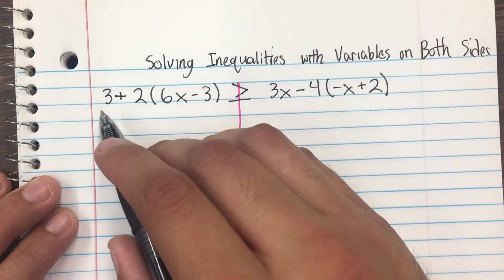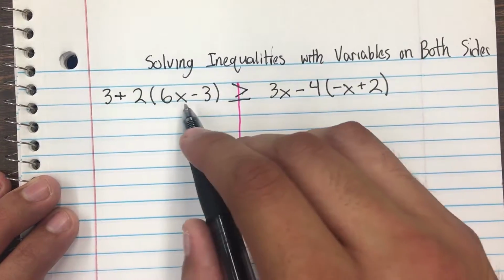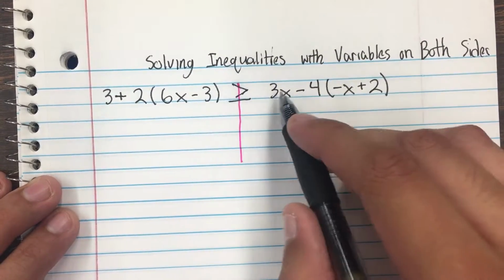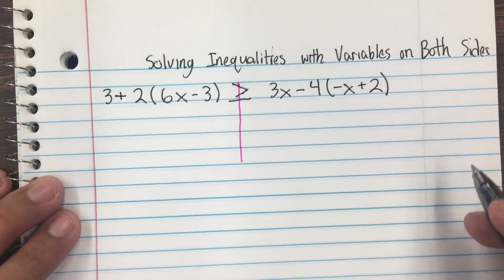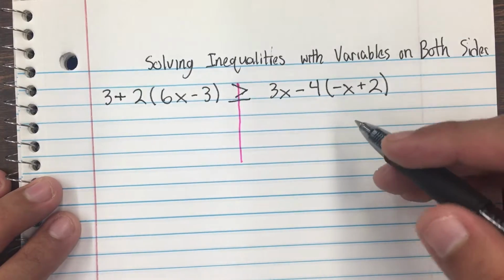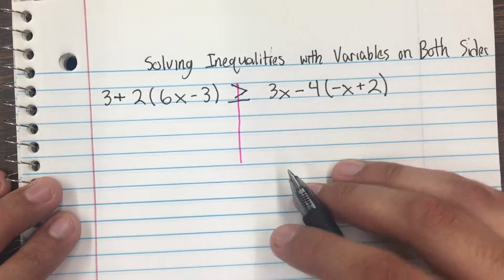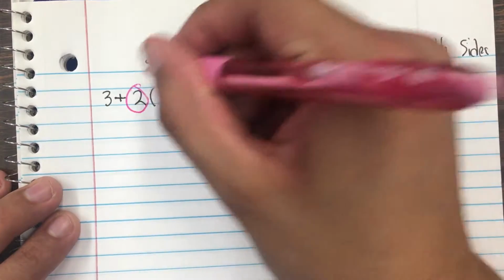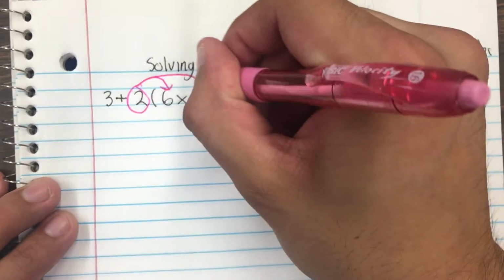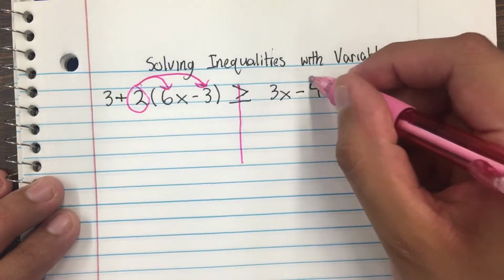Here we have 3 plus 2 times 6x minus 3 is greater than or equal to 3x minus 4 times negative x plus 2. As we can see, we need to use the distributive property and most likely combine like terms afterwards. So I'm going to circle my factor and draw my arrows to show where I'm going to multiply. Same thing over here, I'm going to circle my factor.